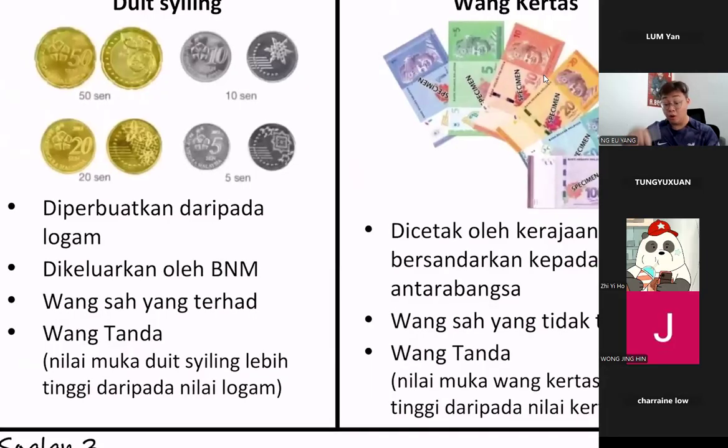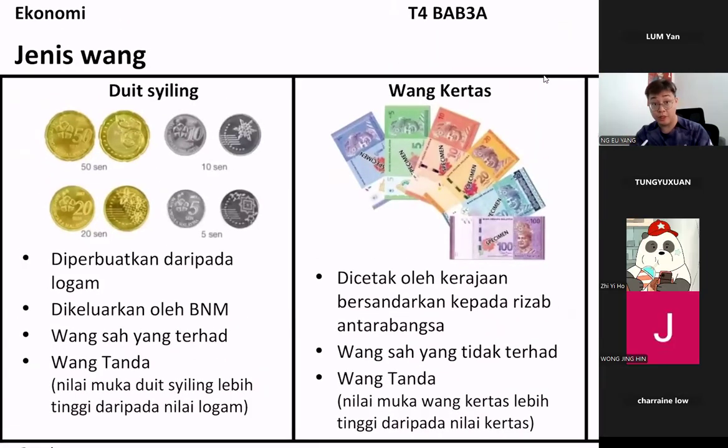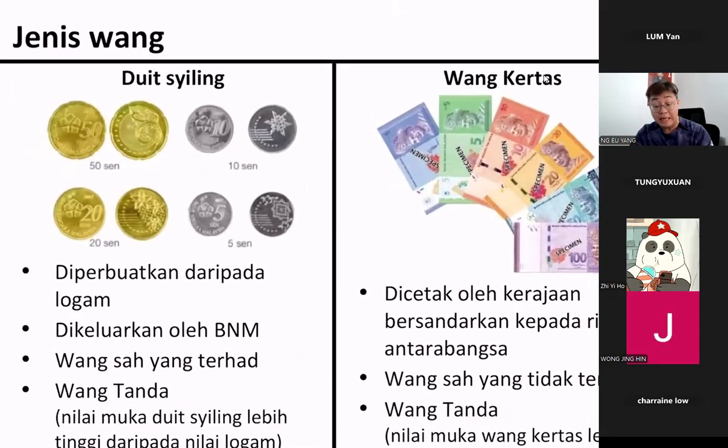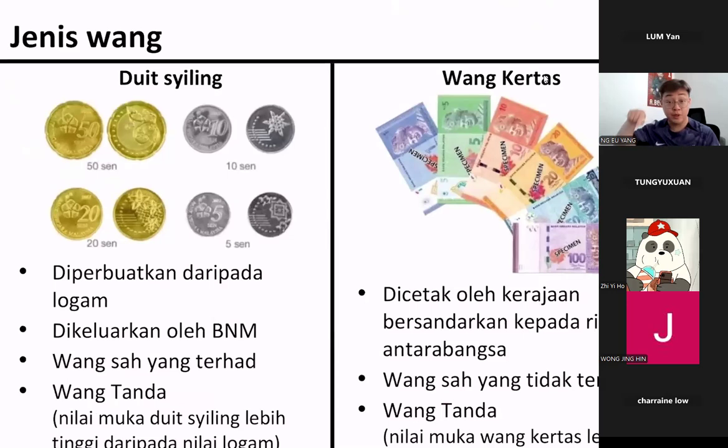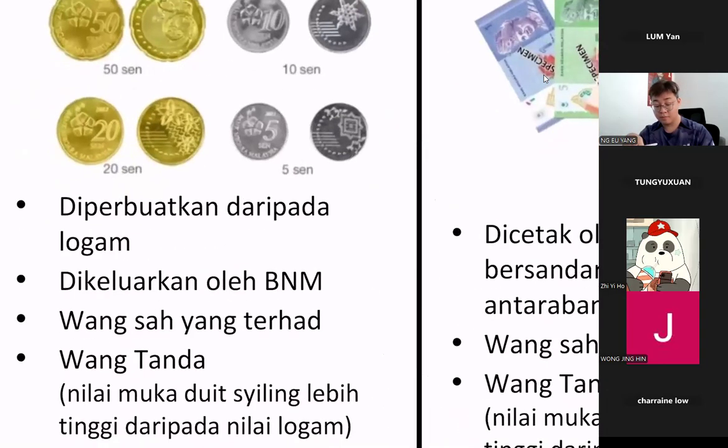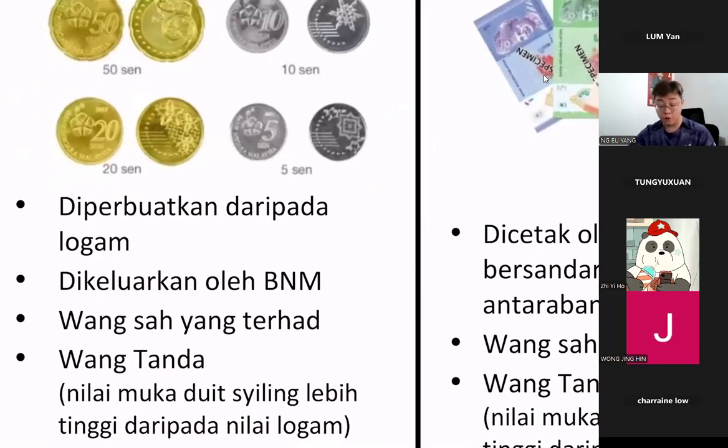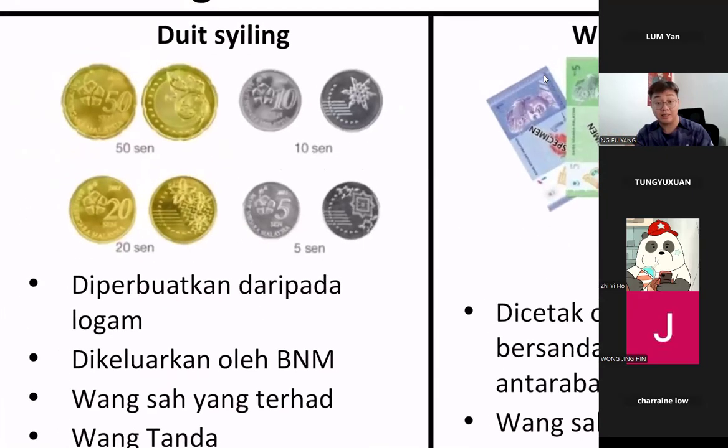When we use logam to produce the syiling, it's going to be a higher cost for the Bank Pusat to produce the syiling. If we keep reprinting the syiling, not only is the nilai of syiling going to depreciate, so the nilai lebih rendah, it's also causing the terhad to be gone. So we have to mention wang sah terhad is because penawaran terhad. Only the nilai yang stabil.